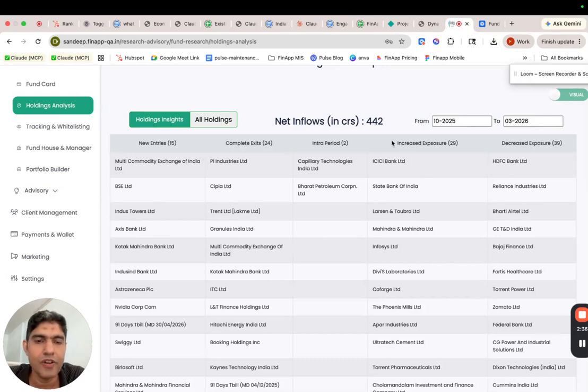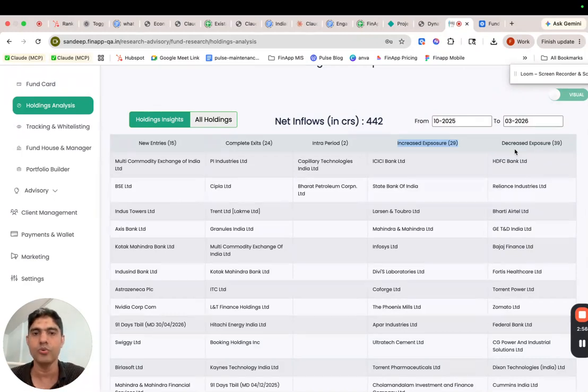And similarly, the stocks in which they increased the exposure or decreased the exposure. So it's a very detailed, deep dive into the portfolio. We strongly recommend that you check out the holdings analysis before you start making the final recommendation of putting that into your portfolio.